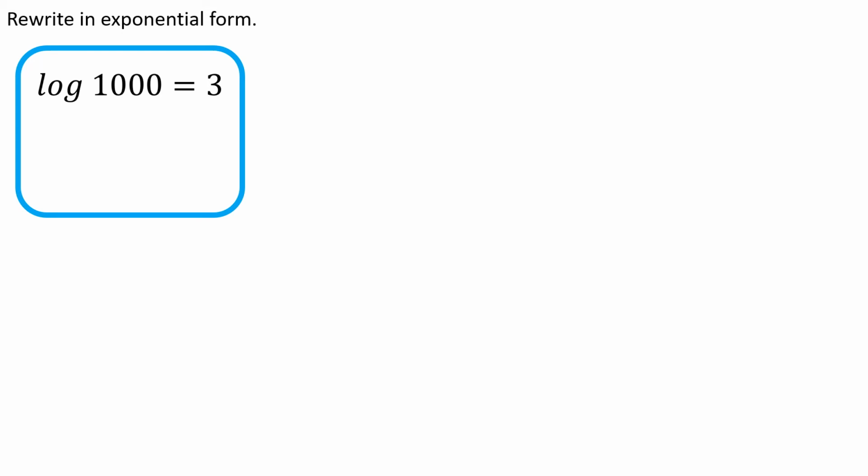So let's revisit a skill that we did early on in this lesson. Rewrite it in exponential form. So again, I need to figure out the base. I need to figure out the exponent, and I'll set that equal to my value. Well, I don't see a base, so I know it's going to be 10. The exponent, of course, is 3. So 10 raised to the third power has a value of 1,000. That's true. You can double check that. 10 times 10 times 10 makes 1,000.